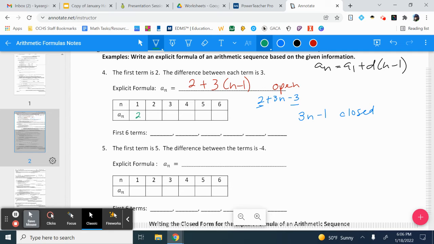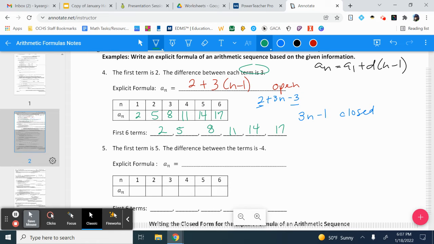I can either plug into my open explicit formula, I could plug into my closed explicit formula, or I can read here that the common difference between every term is 3 and just do this. So 2 plus 3 is 5, 5 plus 3 is 8, 8 plus 3 is 11, 11 plus 3 is 14, and 14 plus 3 is 17. And then I would just need to transfer that to these lines here for my first 6 terms: 2, 5, 8, 11, 14, and 17. There's lots of options here, and as long as you can find those first 6 terms, it doesn't really matter to me how you choose to do it.